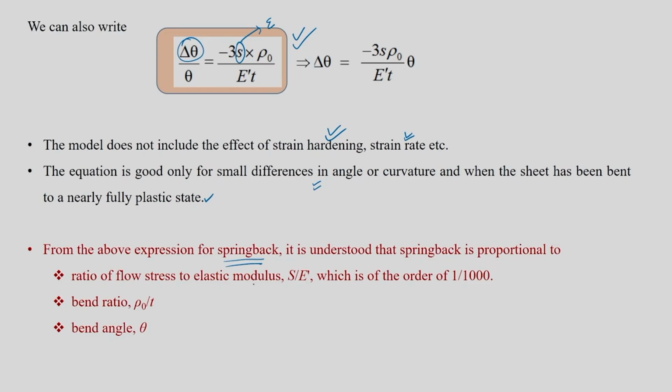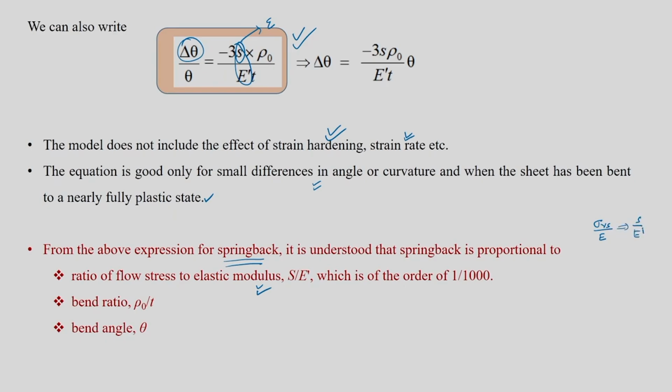One is the ratio of flow stress to elastic modulus, S by E dash, correct. Del theta by theta is nothing but S by E dash. This S by E dash, I was telling you before that this ratio is very important. This is nothing but your sigma ys divided by E only, yield strength to elastic modulus, but for plane strain bending we are writing this as S by E dash.